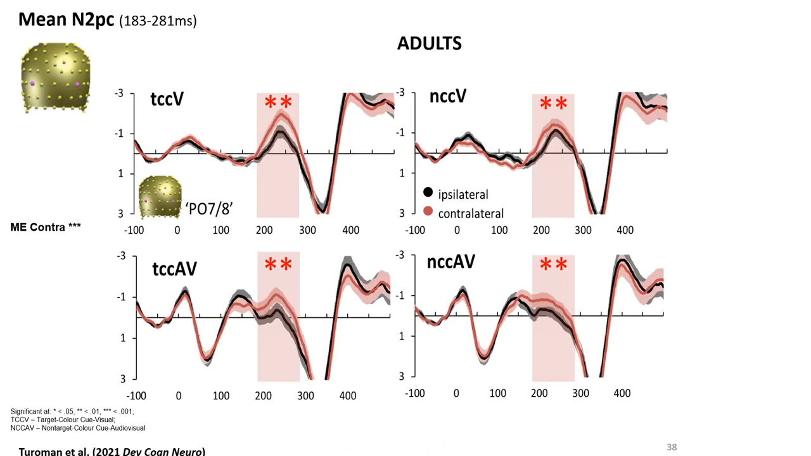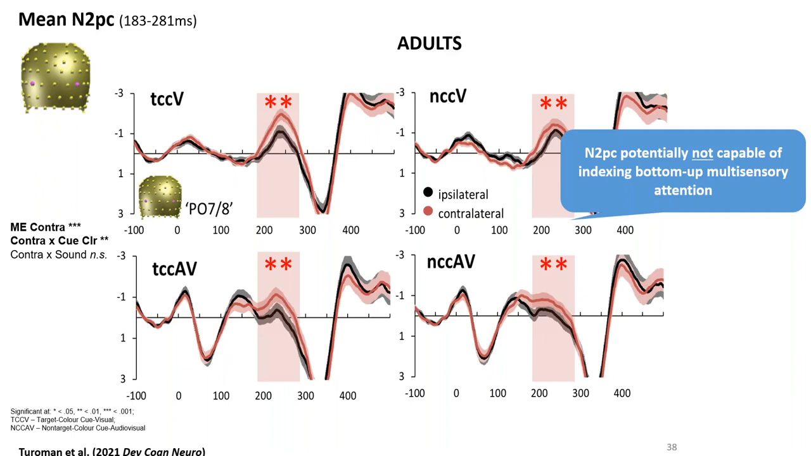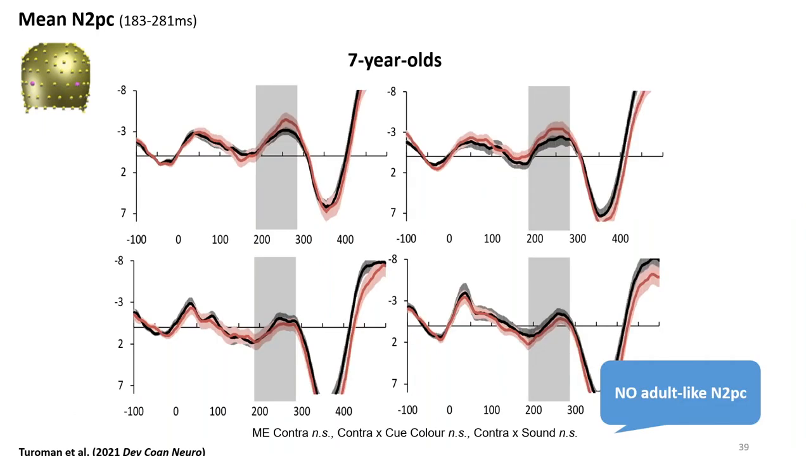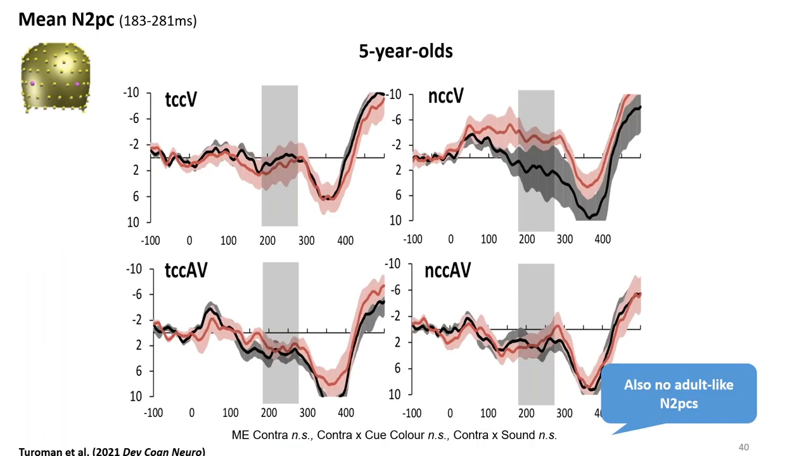Right, in terms of N2PC, what did we find? In adults, we have replicated the regular finding that N2PC is elicited by color distractors, and also that it was modulated by visual selective attention. We have found this before. This is a well-established finding. What about audiovisual settings? Well, in fact, the N2PC in its traditional way of analysis was not sensitive to whether the distractors were paired with sounds or not, which is a little bit confusing, because we did find a behavioral effect in that direction. What about 7-year-olds? 7-year-olds did not show any adult-like N2PCs, and 5-year-olds also not, which again goes against the behavioral findings.